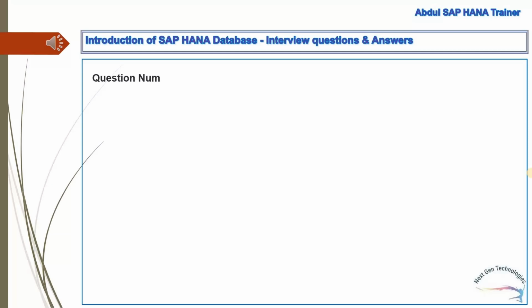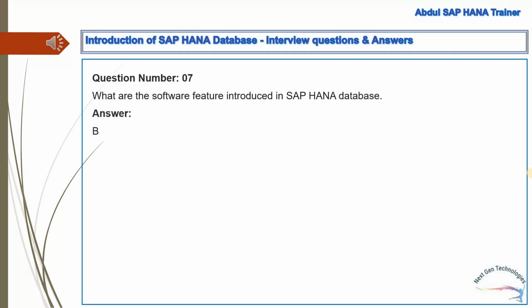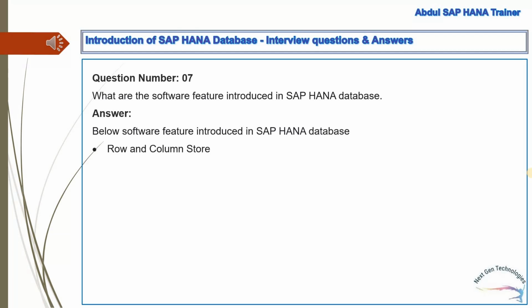Question number 7. What are the software features introduced in SAP HANA database? Answer. The below software features were introduced in SAP HANA database. Row and column store. Compression. Partitioning. No aggregate tables. Insert only on delta.